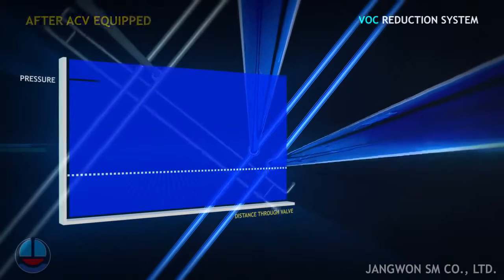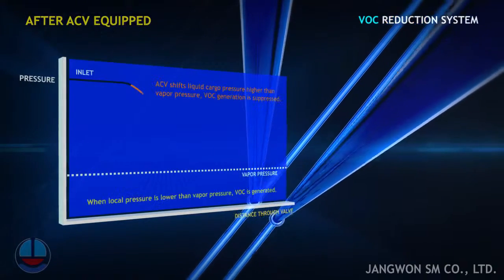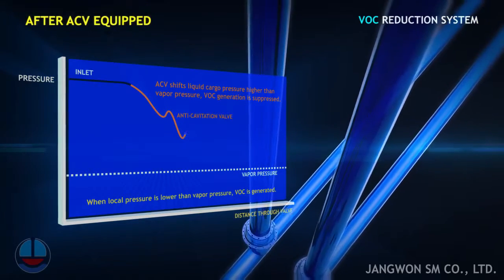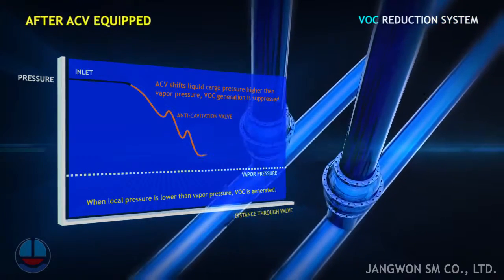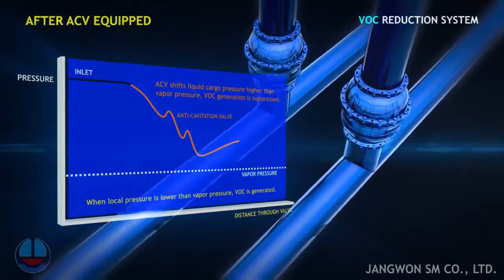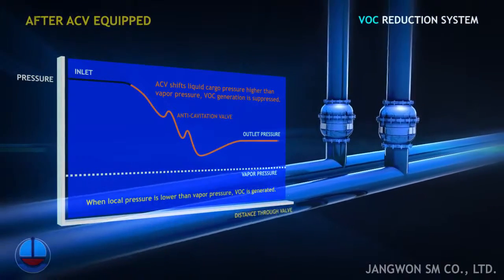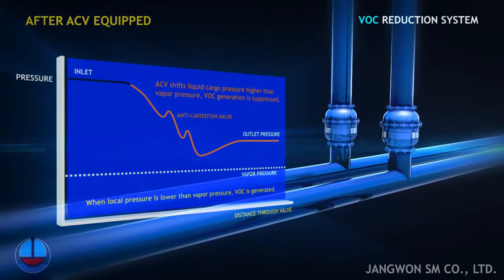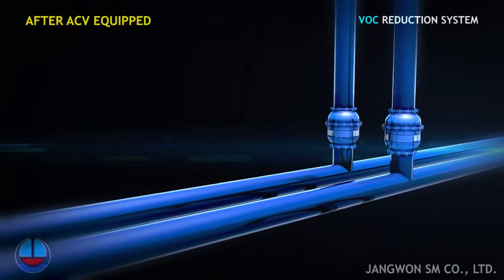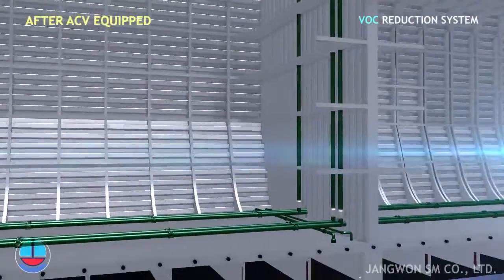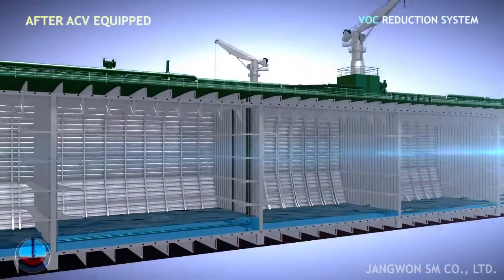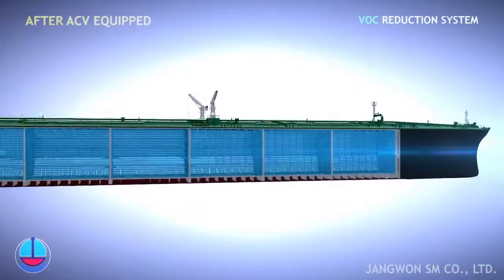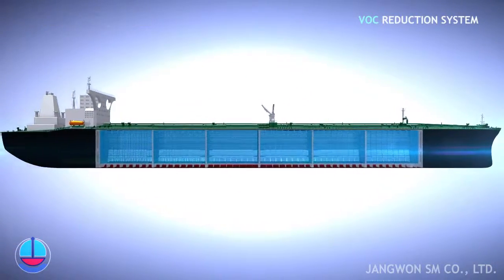The anti-cavitation valves are installed at the bottom of the drop line. The principle of the system is suppression of VOC generation by controlling anti-cavitation valves, to maintain the cargo liquid pressure higher than the vapor pressure of the loaded cargoes throughout the drop lines of vessels. Differently from usual valves, the anti-cavitation valves are particularly designed so as to secure the required flow rate and at the same time prevent the occurrence of cavitation while cargo is flowing through them.